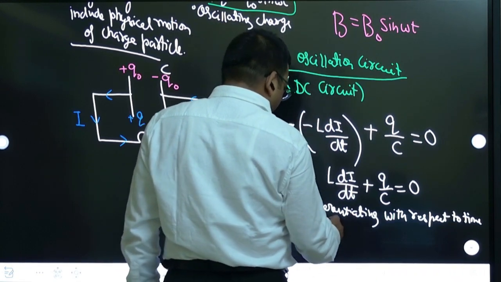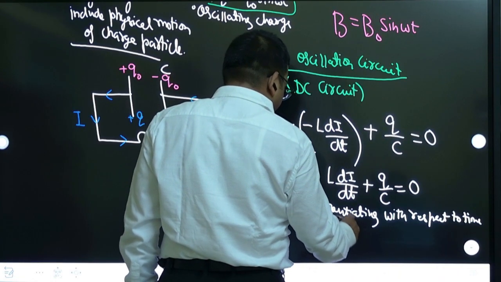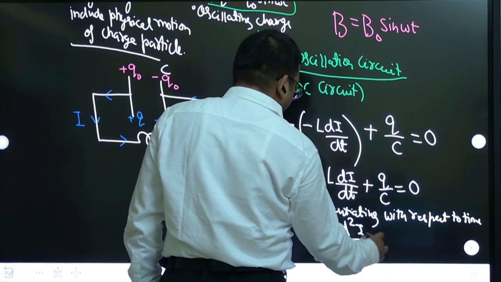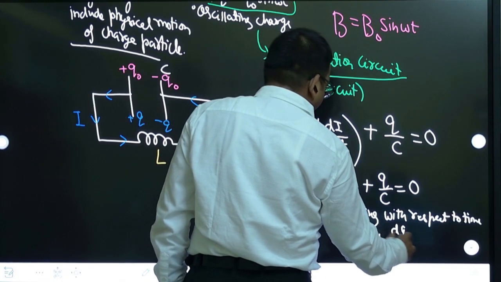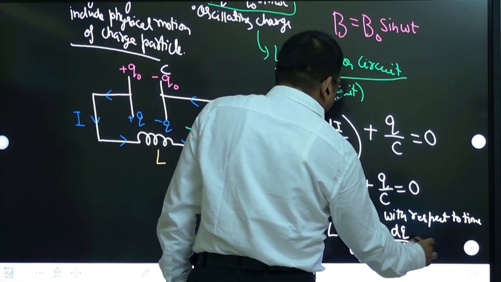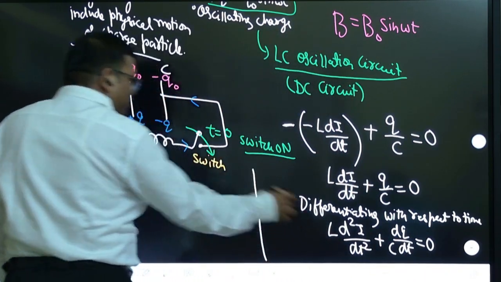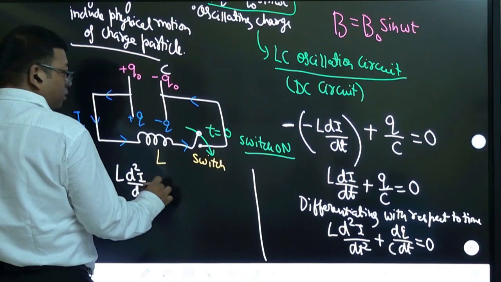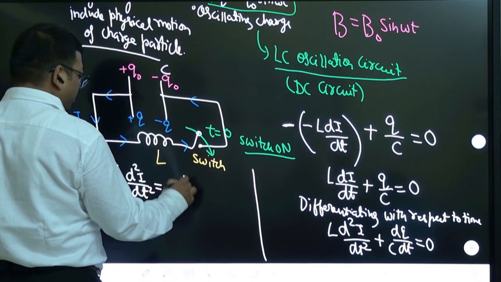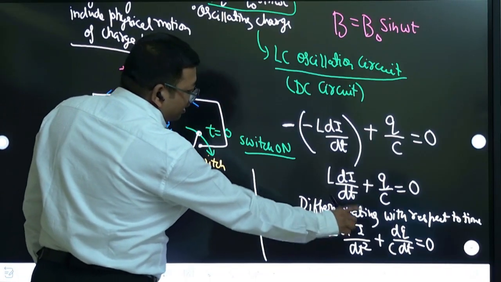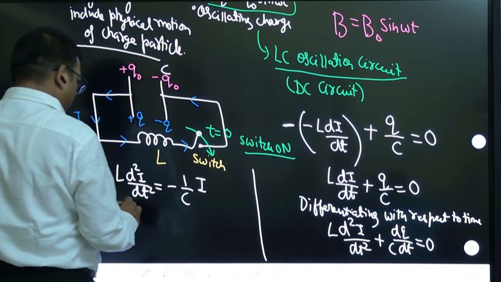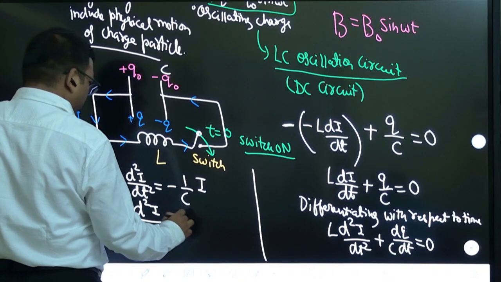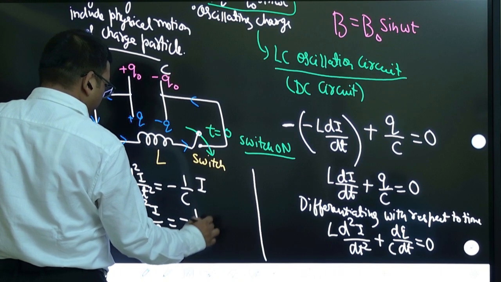Differentiating with respect to time, further differentiation of di by dt will become double differentiation, and charge differentiation dq by dt will be there. Capacitance is outside. So from here we got L d square I by dt square. That term will take that side, minus 1 by C. dq by dt is current, so I am going to write this as current. So d square I by dt square becomes equal to minus 1 by LC into I.